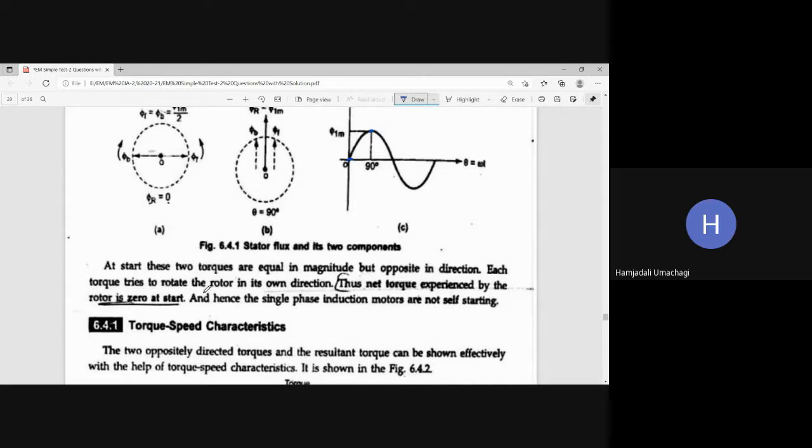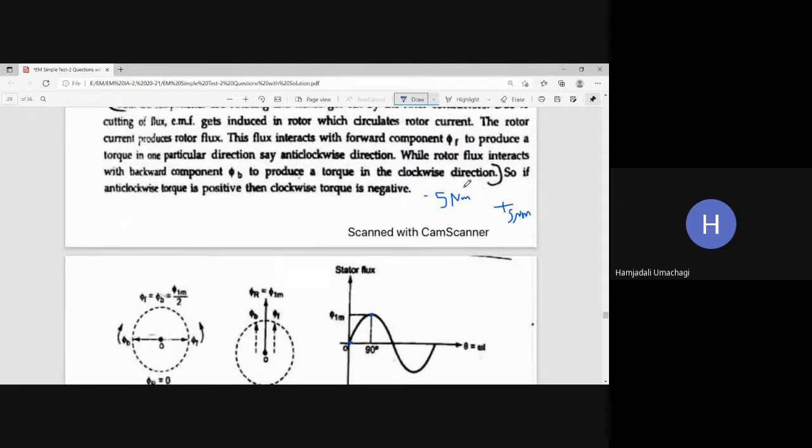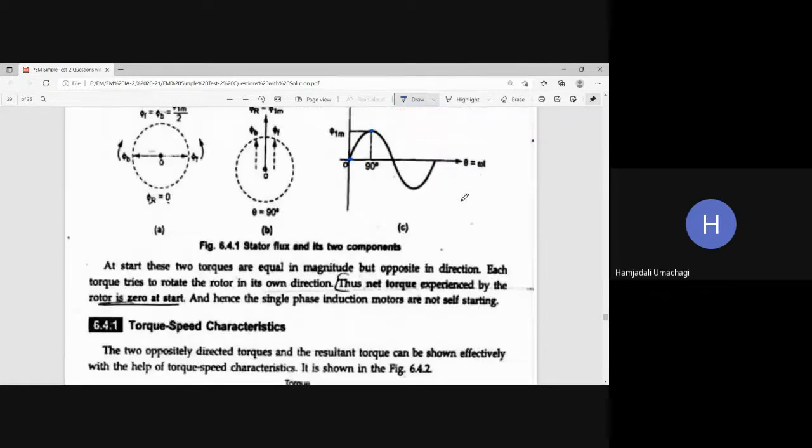Each torque tries to rotate the rotor in its own direction. So one torque may allow the induction motor to rotate in the anti-clockwise direction. The other torque will allow the motor to rotate in the clockwise direction. So the interaction of both of these will not make the induction motor rotate in any direction, because here both the torques are equal in magnitude but opposite in direction. So therefore the single phase induction motor fails to start at the time of starting of the induction motor.